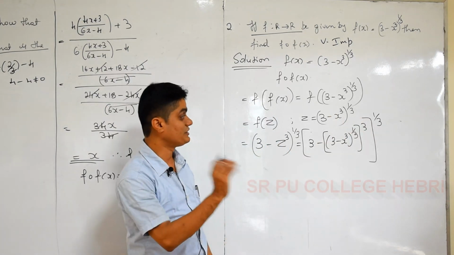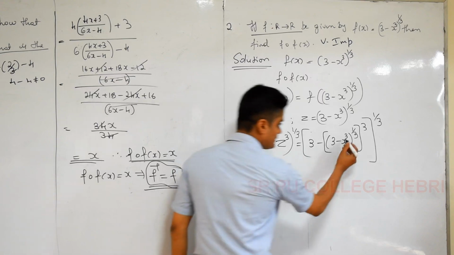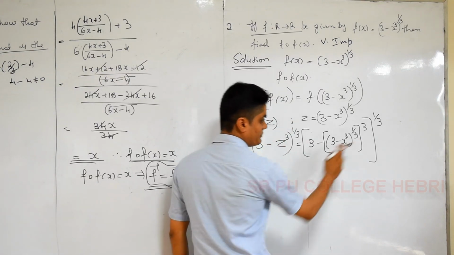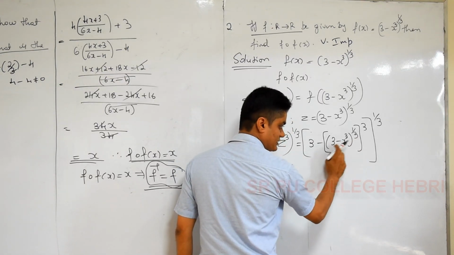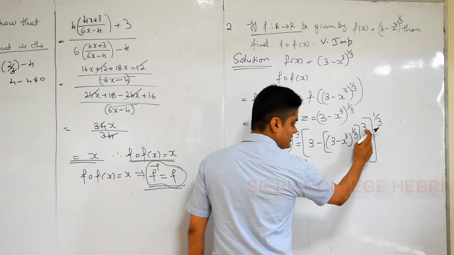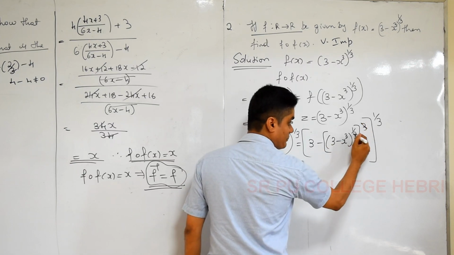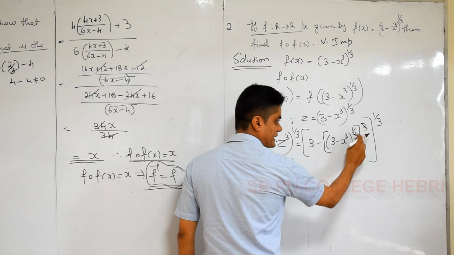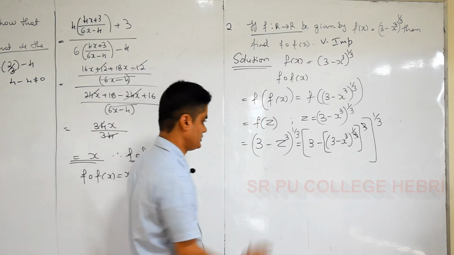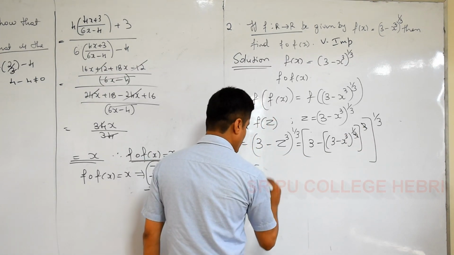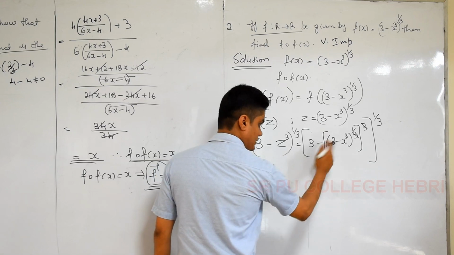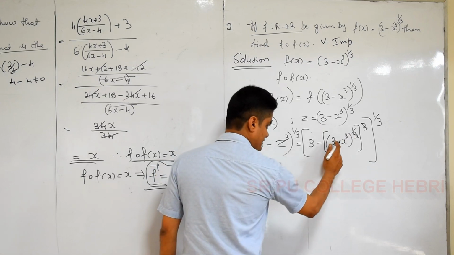Tell me which 3 cancels. Do these two cancel? No, because this 1 by 3 is not only for this, it is there for 3 also. Can we cancel this 3? Only this one can be cancelled, remember. You can cancel only this, no other 3s. So open the brackets correctly. 3 minus, now I am removing all the brackets, minus 3.